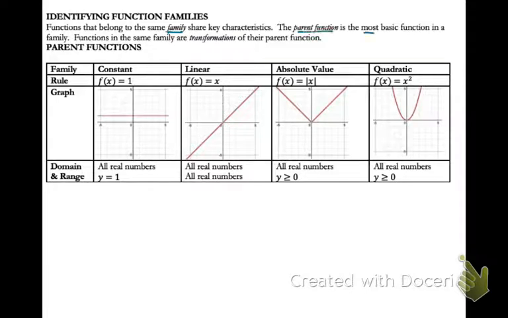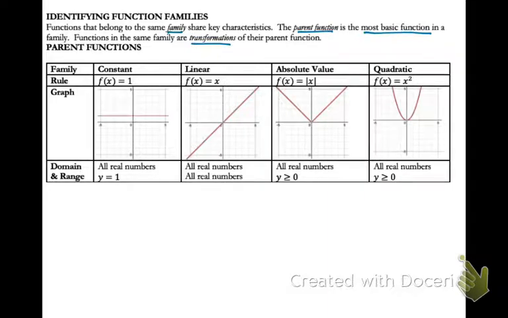The parent function is the most basic function in that family. And so you need to become familiar with the parent functions that are listed in the table below and their function shape. When we have graphs that look similar but are in different locations, those are in the same family. Those are called transformations of the parent.